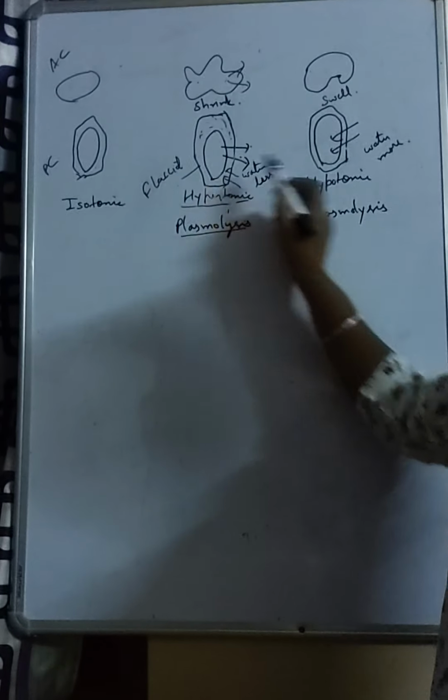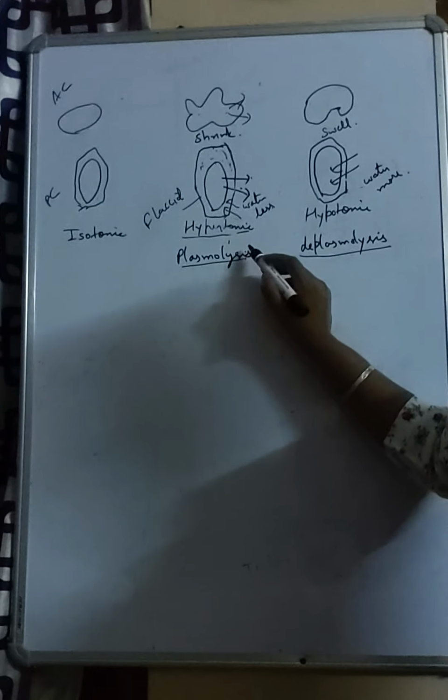Now if a cell is plasmolysed and we put it back in a hypotonic solution, what will happen? Water will start coming inside and it will become deplasmolysed. It will regain its life. But if it is plasmolysed and it keeps on happening, if you don't put it in a hypotonic solution, what will happen? It will finally die.